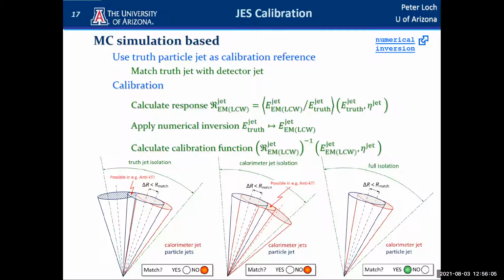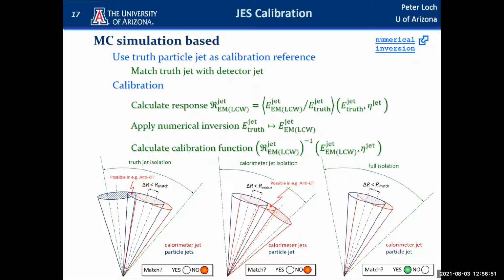So for the simulation-based calibration, we need to establish a truth reference for our reconstructed detector jets. What we do in the simulation is take a truth particle jet, which is clustered using the stable particles that can reach the detector, and we match it with a simulated detector jet. We can then calculate the response of the detector jet, let's say in the calorimeter, either at EM scale or using the calibrated hadronic scale, divide this by the truth jet energy, and we get the calibration as a function of the truth jet energy and the direction of the jet.